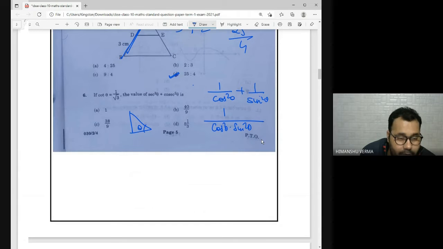Theta is this. So cot is base upon perpendicular, because cot is the opposite of tan. Tan theta is perpendicular upon base, so cot will be base upon perpendicular. Base is 1, perpendicular is root 3. So the hypotenuse is 2. Now put the value.